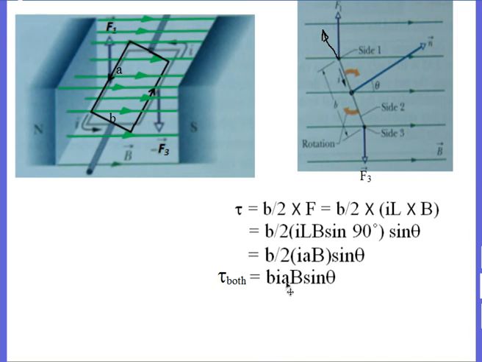Then what I'm going to do is note that b times a, here is a and there is b, if you multiply them together, that's the area of this. So b a I replace by area, there's the I, there's the B, the sine theta, then I've added a capital N, and that's to account for the fact that there might be multiple loops here. And each of those loops would be producing the same torque. So if I had 10 loops there, I'd have 10 times as much torque. So that's counting how many loops there are.